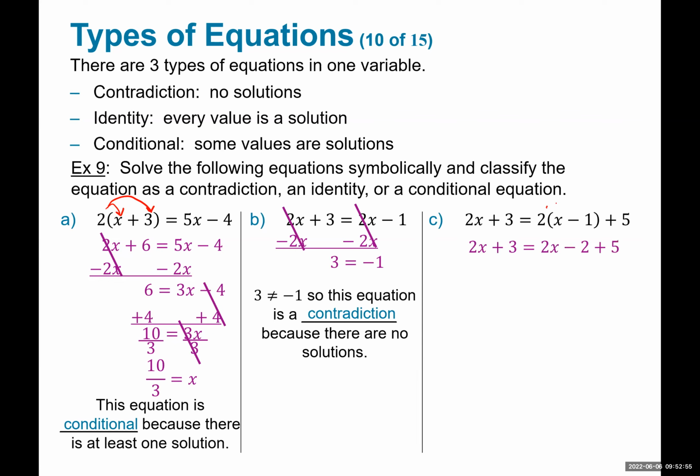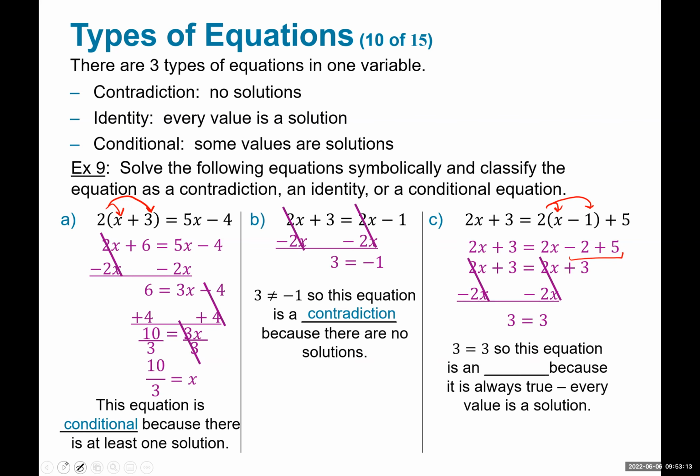Next equation, we're going to do the distributive property once more and simplify. We see that these two are common terms, so we get 2x plus 3 equals 2x plus 3. Well, that's pretty much true. So if we subtract 2x from both sides, we end up with 3 equals 3. 3 always equals 3. This means that this is an identity because it's always true. Every value is a solution.